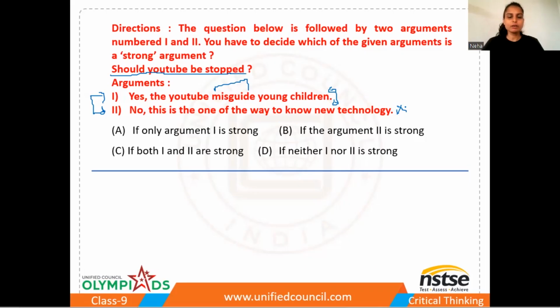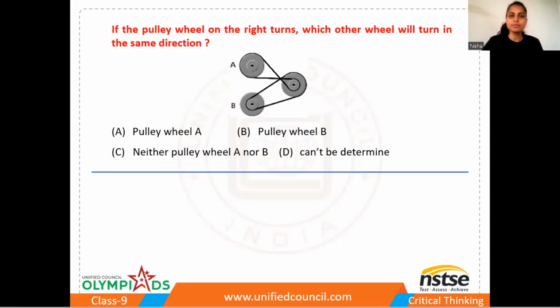So I can say that if neither one nor two is strong, both are not strong statements. Okay, so option D is your right answer, my dear student. Right? Option D, if neither one nor two is strong. Perfect. The next question is from the pulley.